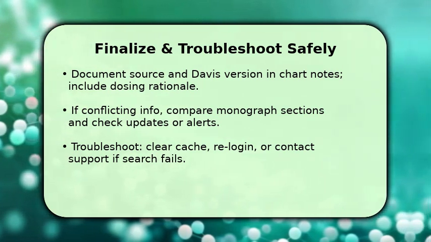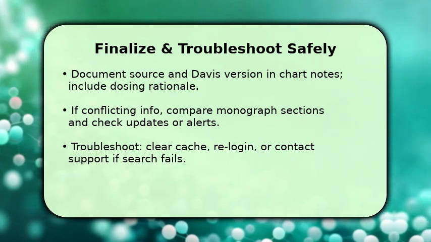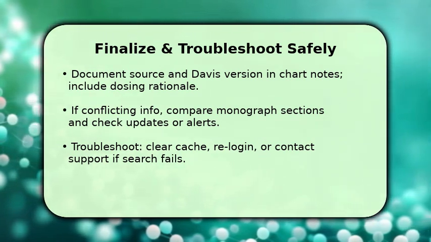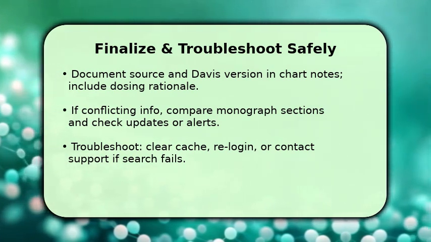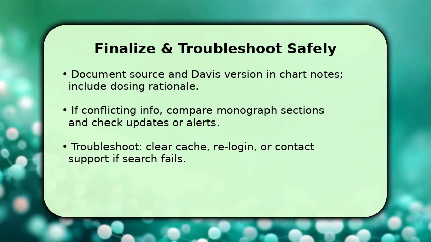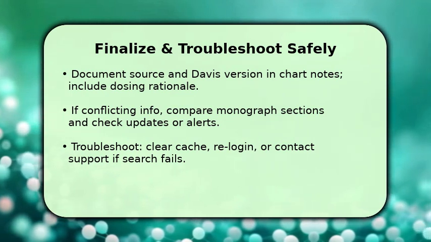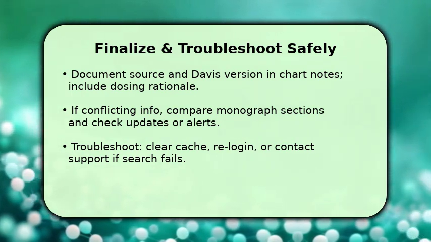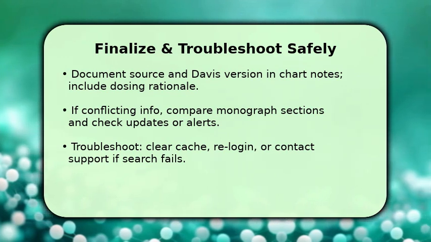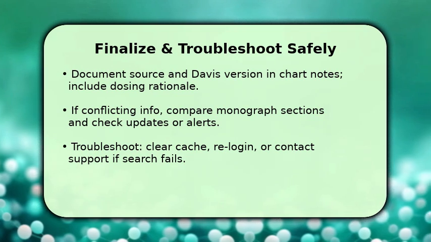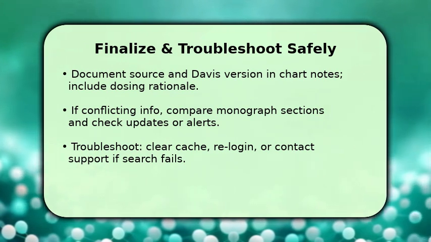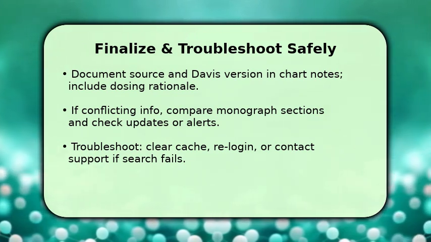If you encounter conflicting information within the guide, compare relevant monograph sections, check update timestamps, and review any posted alerts or practice recommendations. If the platform behaves oddly, such as search failing, missing content, or load errors, clear your browser cache, relogin, and retry. If problems persist, contact Davis support with screenshots. This preserves safety and traceability.